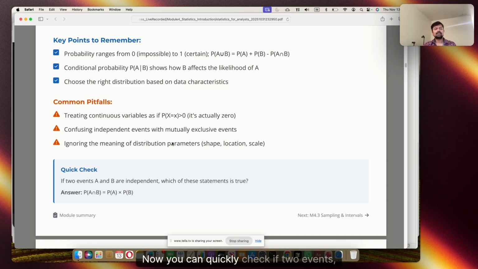Now, you can quickly check, if two events A and B are completely independent, which of these statements are true, and whether the answer is true or not. You can check these kinds of questions for each and every principle we have learned. Just take simple data, compute the probability for all four fundamental principles, and you are good to go. This is more than enough for you to know in probability essentials. Now we'll move to the next part, which is sampling and intervals. So see you in the third part.